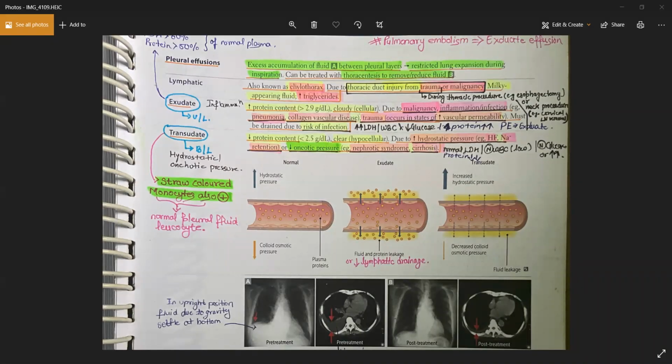Anyone? Of pleura. What? I think it's a balance of these forces in the capillary bed. What capillary bed? The pulmonary capillary bed, where the filtration is going on.